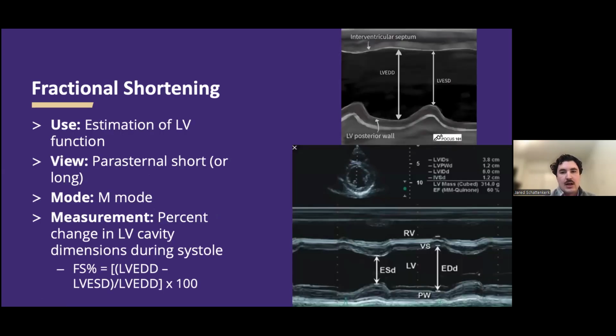And so the next objective measure of cardiac function that we'll talk about is called fractional shortening. You can actually get this in either the parasternal long or short axis. I was taught to do it in the parasternal short axis. And so this is what I'll often do.